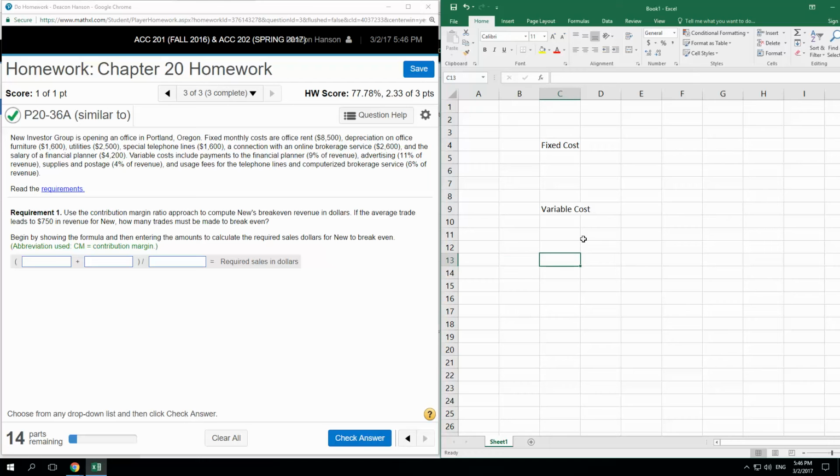remember our formula, if we do break even in units, then it equals fixed costs divided by price minus variable costs per unit, right?